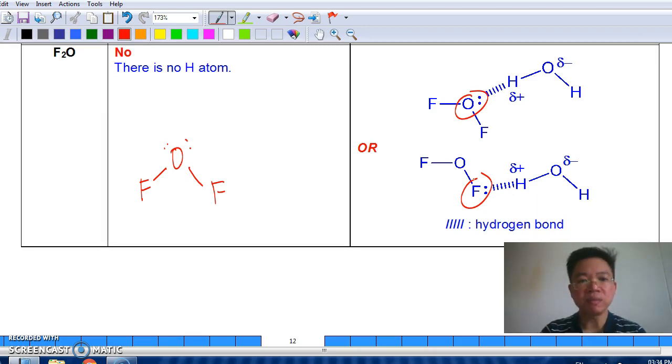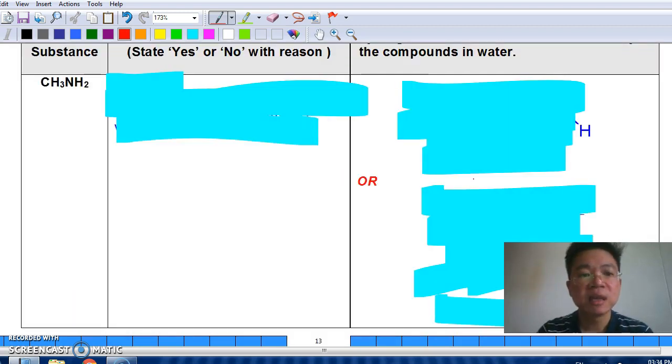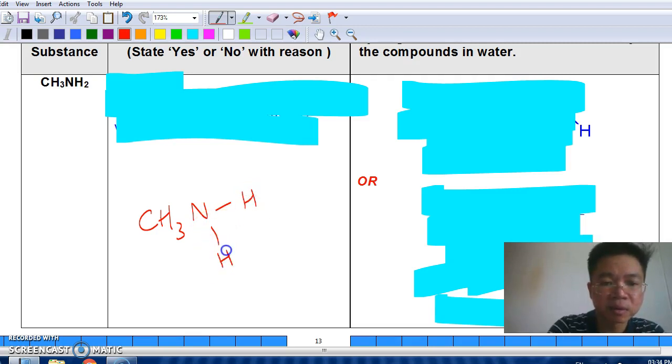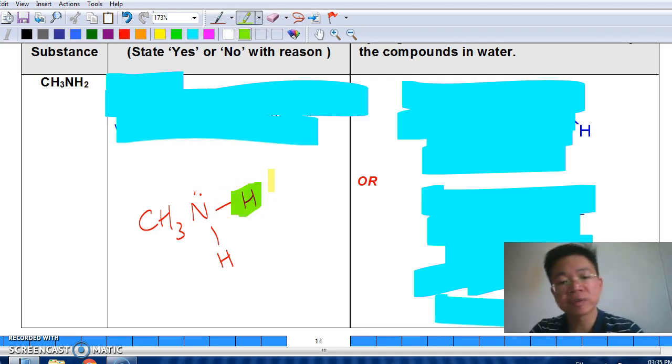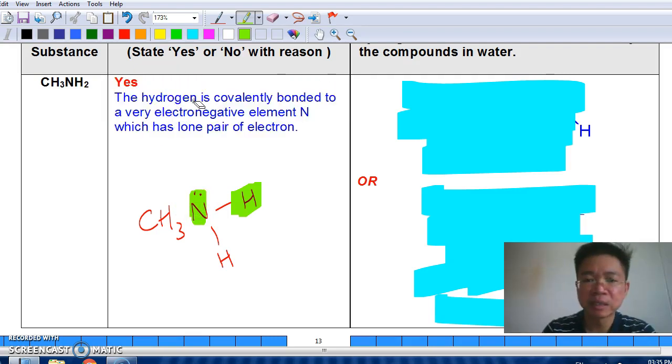Okay, the last molecule that we're going to consider, CH3NH2. Can it form hydrogen bonding within itself? Okay, let's draw it out. NH2. There's a lone pair on N. Can it form? Yes, it can, because it has H that's bonded next to an N, and we also have an N that's a lone pair. Okay, so it can form hydrogen bonding.